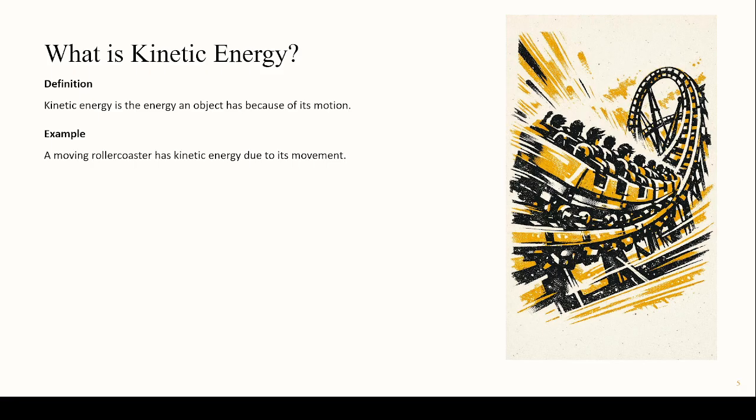Once we know what energy is, we should then focus on one of them, which is kinetic energy. On the right, you see a roller coaster. A moving roller coaster has kinetic energy because of its movement. Kinetic energy is the energy an object has because of its motion. If you are driving a scooter, you will have kinetic energy. If you are running, there is kinetic energy involved. If you are pedaling a cycle, there is motion happening in all of these examples. So kinetic energy is basically the energy in an object that is because of its motion.